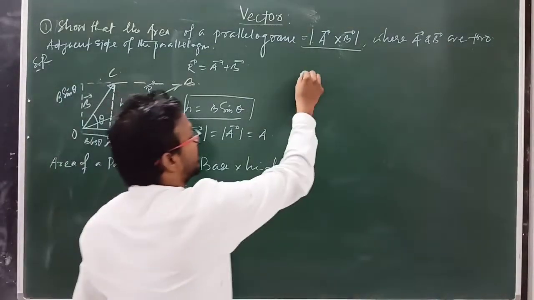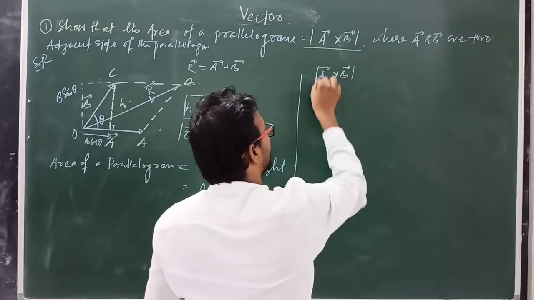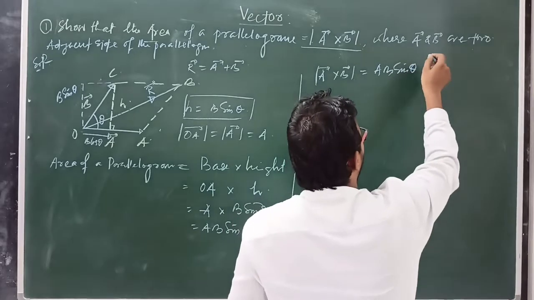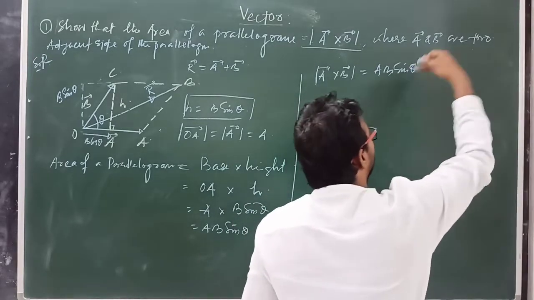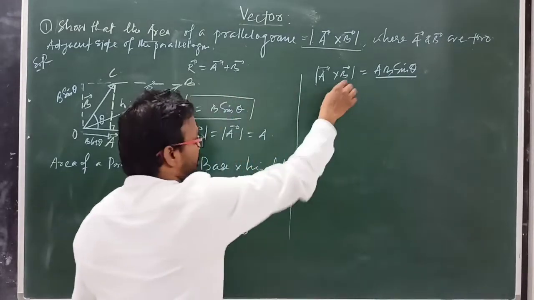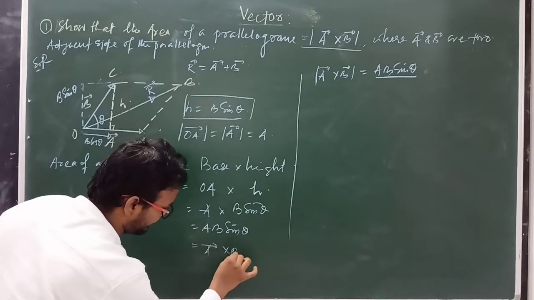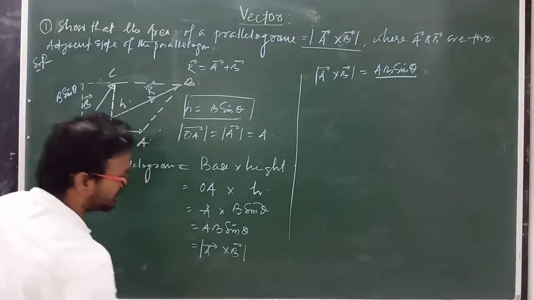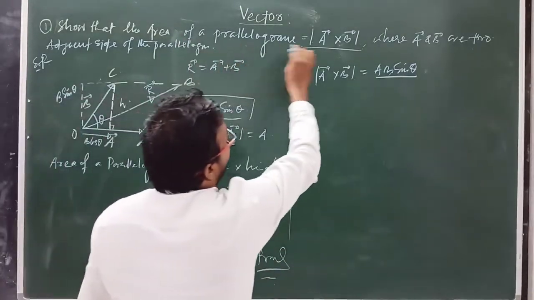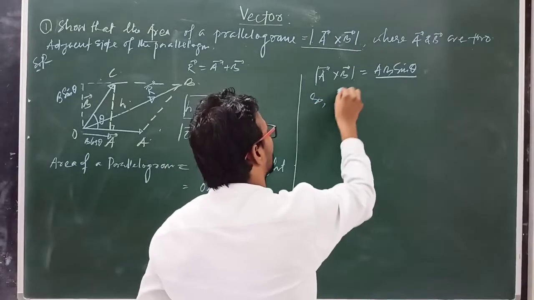We already know this formula, A cross B vector magnitude is equal to AB sin theta, and the magnitude of unit vector is always 1. So we can replace AB sin theta in terms of A cross B. So here we can write A cross B vector and its magnitude. Proved? Clear?